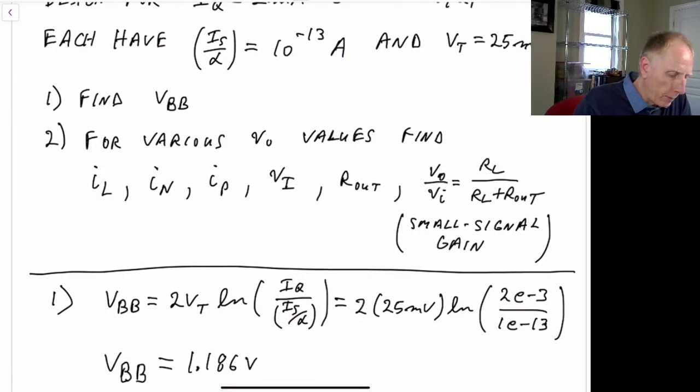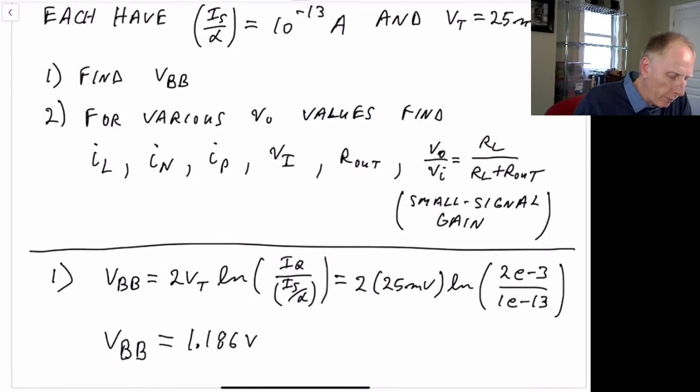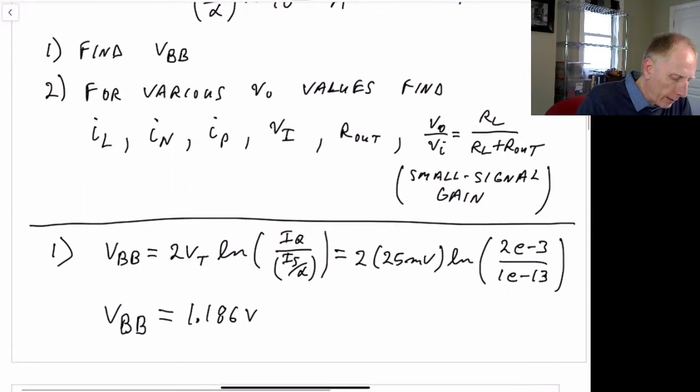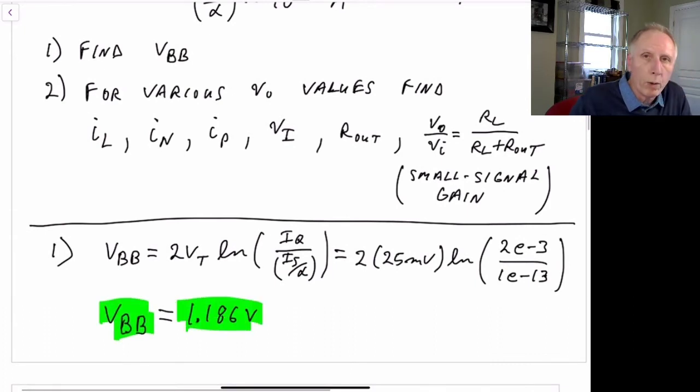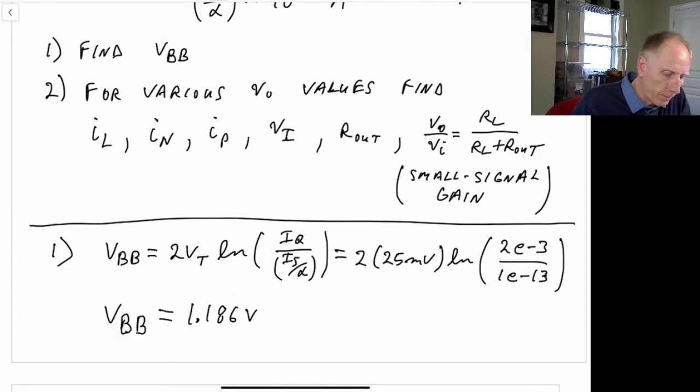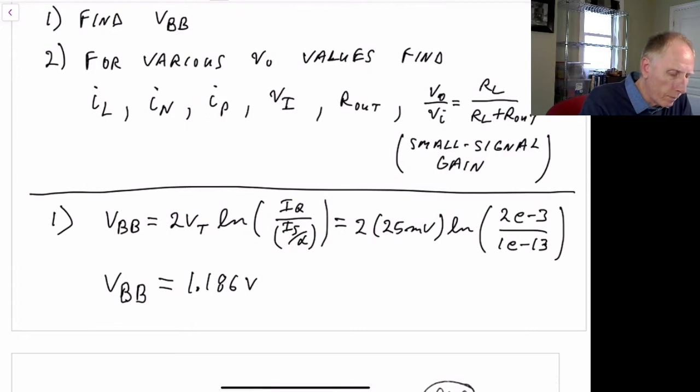So first off, we want to find the VBB voltage. We had before that equation that gave us IQ in terms of VBB and VBB divided by 2. We just rewrite that, and we can solve for VBB as 2 times the thermal voltage times the ln of IQ divided by IS over alpha. We're given all these values, so we can just plug them into the equation. And we end up that VBB is equal to 1.186 volts. So VBB over 2, of course, is half of that. So that's the first part of the example.